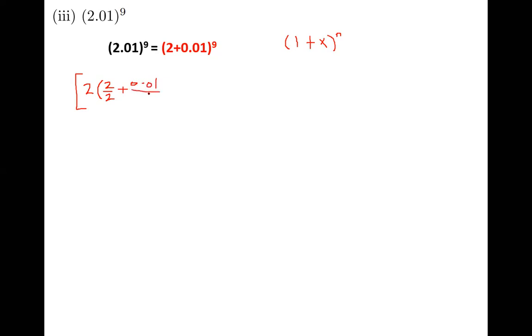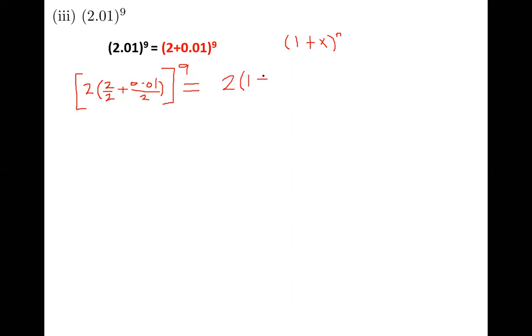0.01 divided by 2, like that. And then I'll put this power outside. This power applies to everything, the 2 and the 0.01. That's the reason why I'll put it outside. And then from there, we can simplify this now. 2 into 2, you get 1 there. We now have our 1.